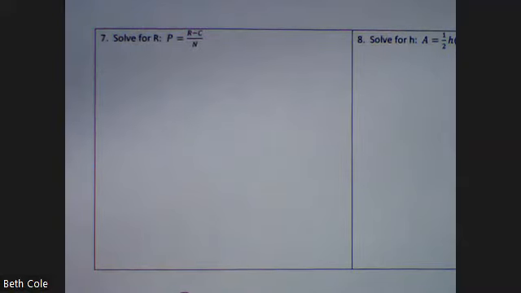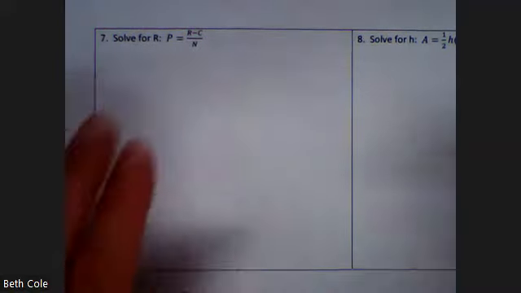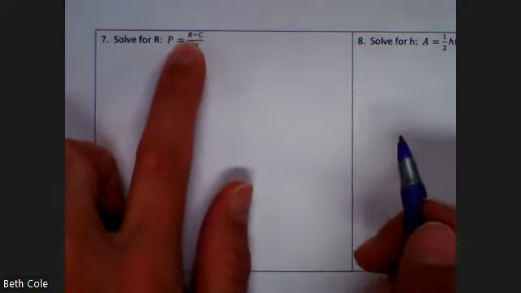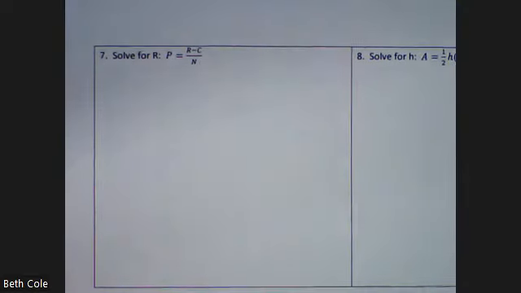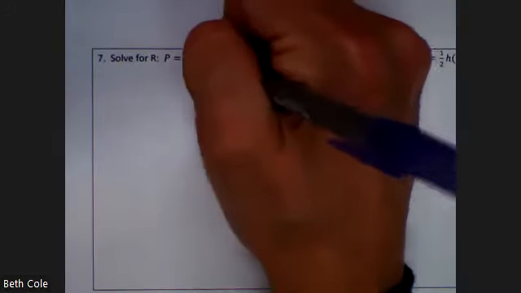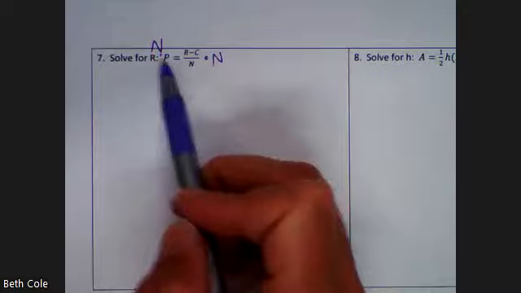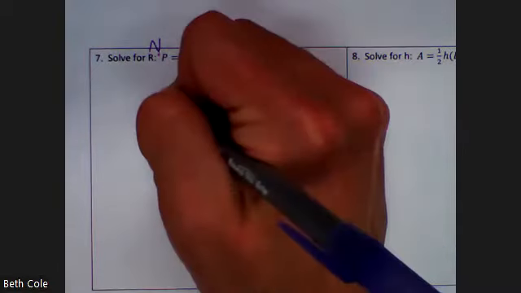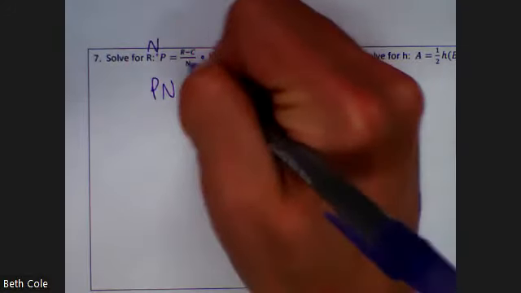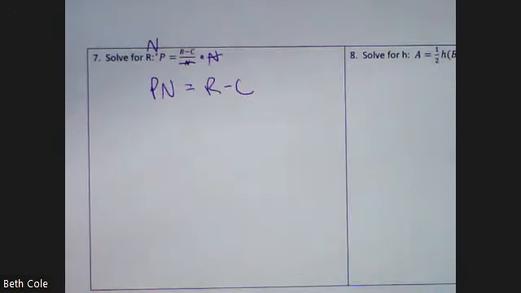All right, what did you do first for number 7? You want R by itself. Times N, good. Now, does it matter if you write NP or PN? No, it does not make a difference. What do you guys want me to put? PN, right? Equals R minus C, and I use all capitals for this one.